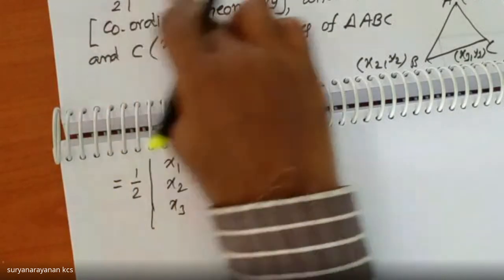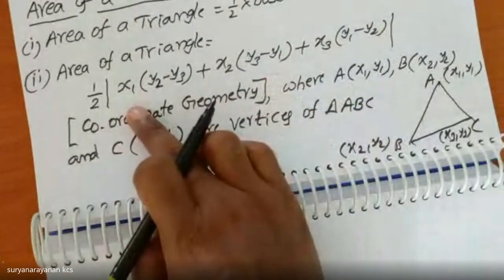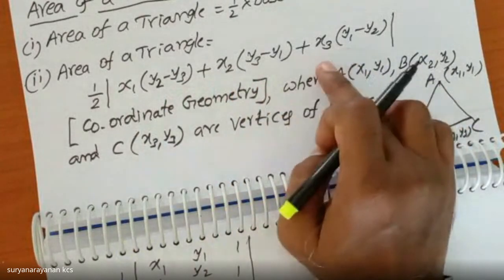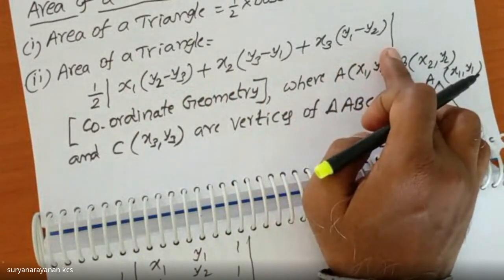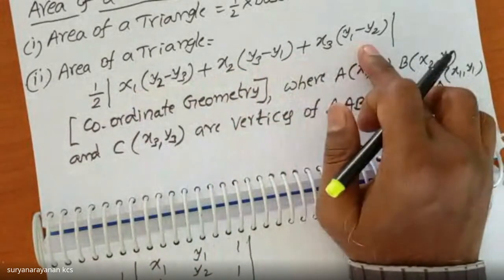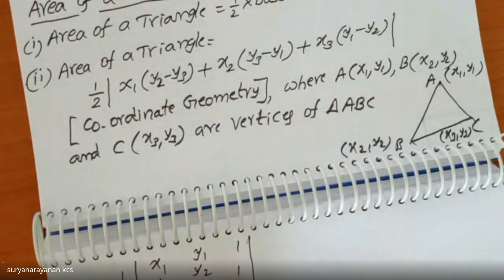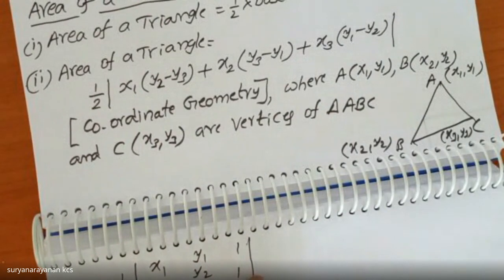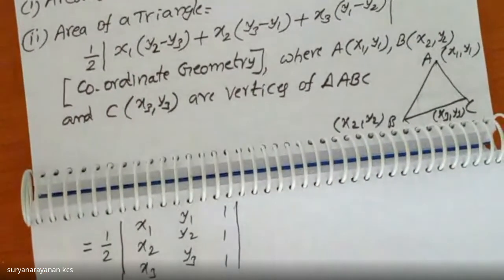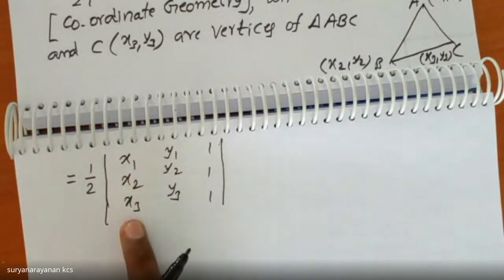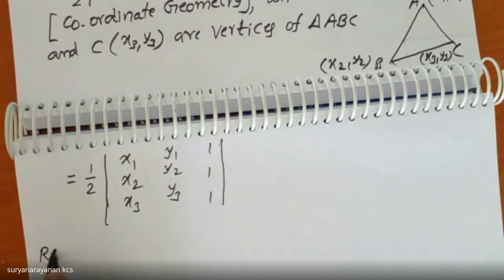The same expression, x1 into y2 minus y3 plus x2 into y3 minus y1 plus x3 into y1 minus y2, after expanding, we can write in the form of a determinant. Okay, my dear children, by using the concepts of determinants, we can find the area of a triangle.